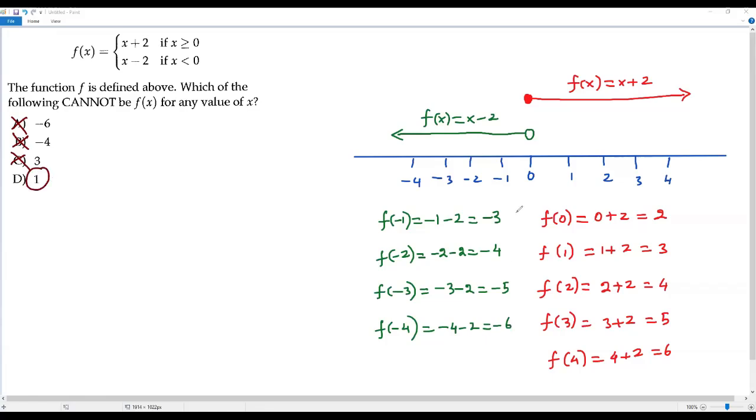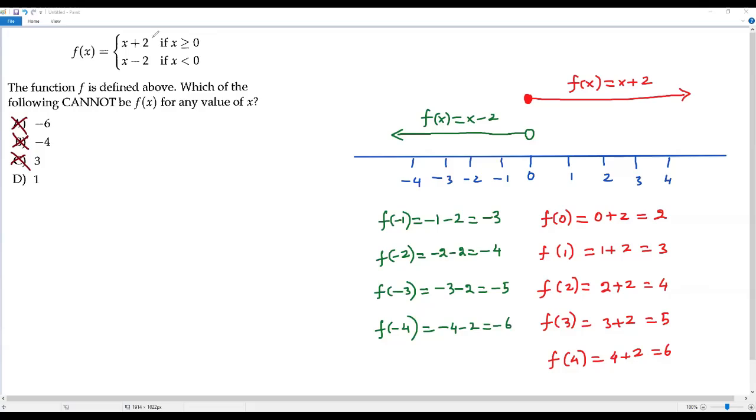Okay, now let me go to answer choice D. We have 1. I don't find 1 over here and here. And also we can verify with the given functions and the given conditions. So let me take the first piece of f of x, that is f of x equals x + 2 if x is greater than or equal to 0. So for any x greater than or equal to 0, the value of x + 2 will be 2 or greater than 2, as we have discussed over here.